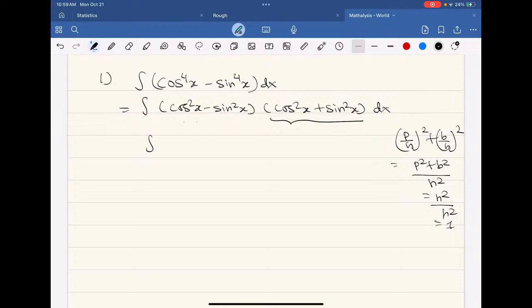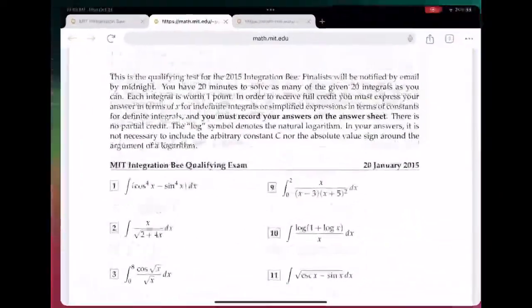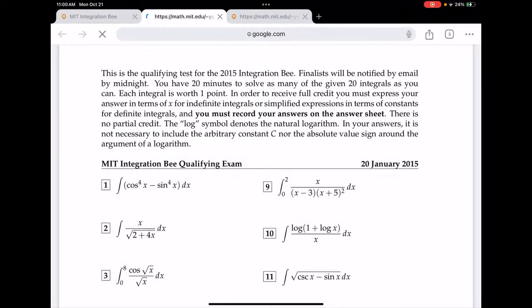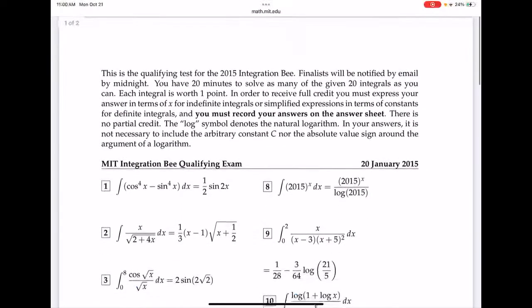Now again, cos square x minus sine square x is the formula for cos 2x, times 1, dx. Now the integral of cos 2x is just sine 2x, and since x has coefficient 2, divided by 2 plus c. So this is sine 2x by 2 plus c. That makes sense, right? This one was not that hard. And let's check the answer. Yeah, sine 2x by 2.